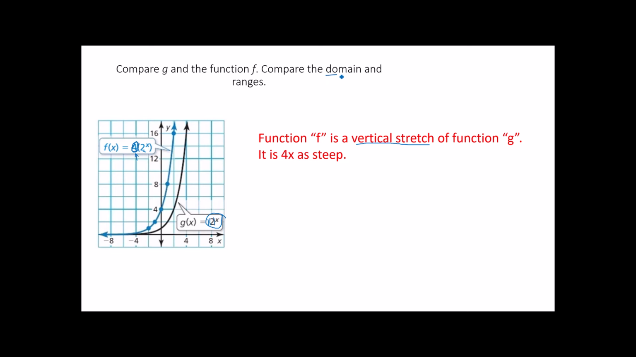They do ask us to compare the domains and the ranges. You'll remember domain is how far to the right it goes. Both of these go to the right forever and to the left forever, so the domain is all real numbers. And then the range is how far up it goes and how far down it goes. Notice it goes up forever, but it only goes down towards the 0, towards that asymptote, and never crosses it. So the domains and ranges are both the same.